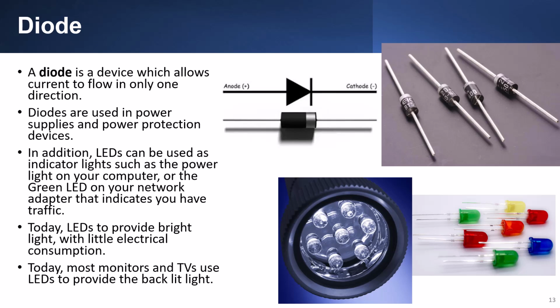A diode is a device which allows current to flow in only one direction. Diodes are used in power supplies and power protection devices. In addition, light-emitting diodes, or LEDs, can be used as indicator lights such as the power light on your computer or the green LED on your network adapter that indicates you have traffic.